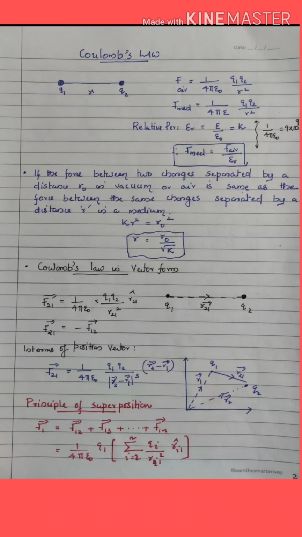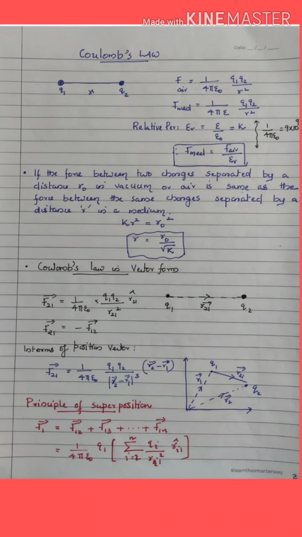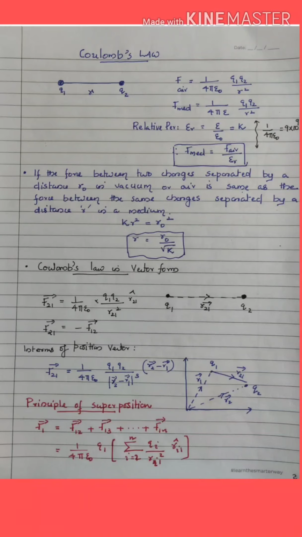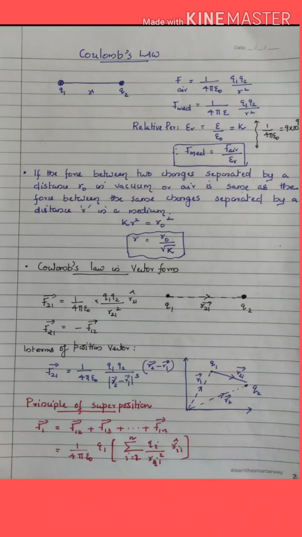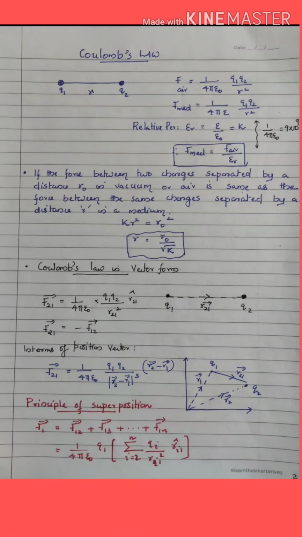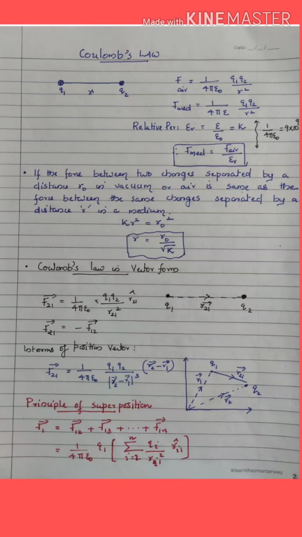For air or vacuum, that epsilon 0 is called the permittivity of the free space with a value of 8.85 into 10 raised to minus 12 SI unit. In a medium, it takes the value as 1 by 4 pi epsilon, Q1 Q2 by r square. And keep in mind the relative permittivity, the comparison of the permittivity of the medium to that in air, is a dimensionless, unitless constant.